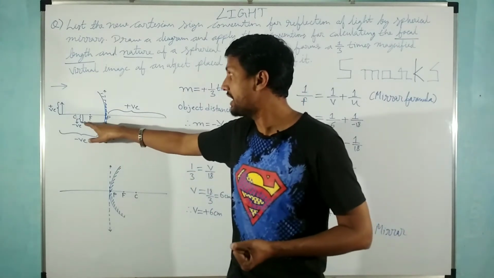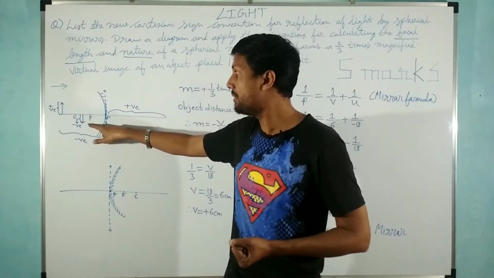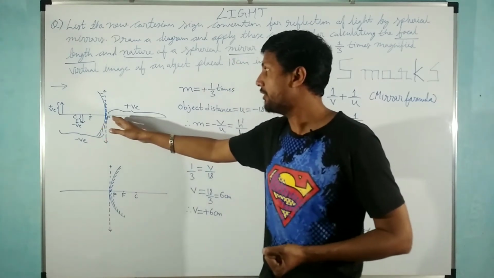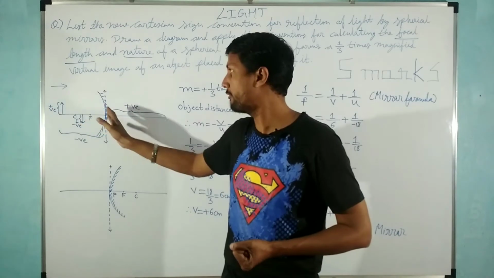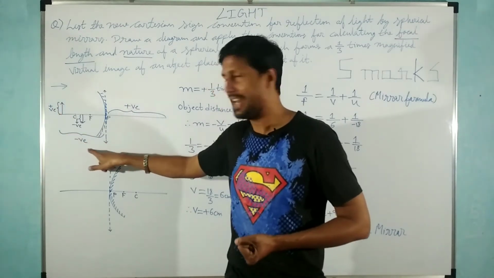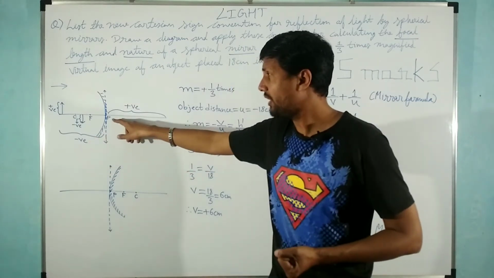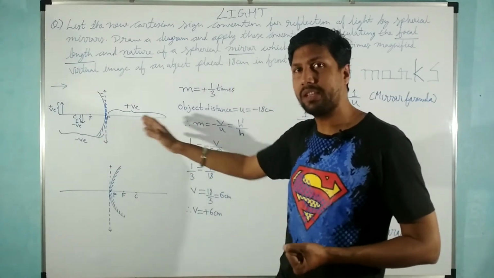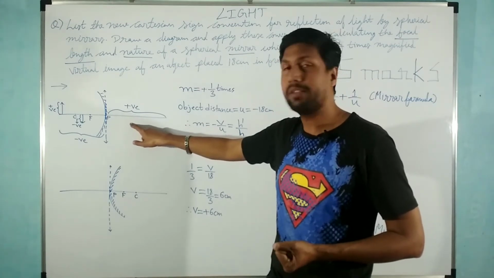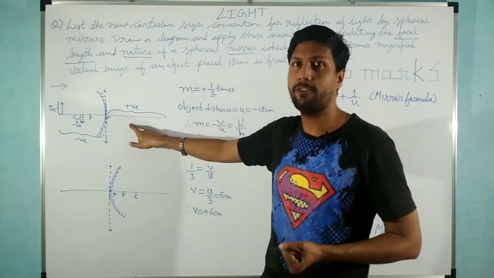That's why the image height will be measured in negative, whereas everything to the left of the pole, that is left from the origin, that will be the x dash axis. So that will be measured in negative, whereas everything on the right side of the pole, that is the origin, will be counted in positive. So that is the new Cartesian sign convention for mirror.